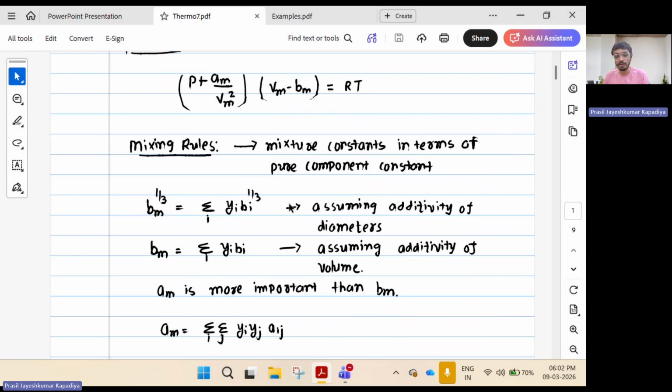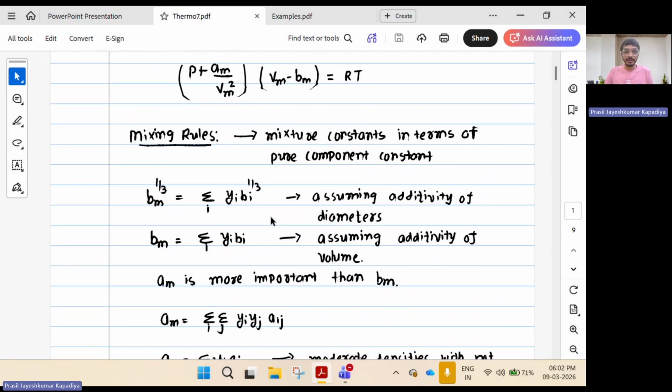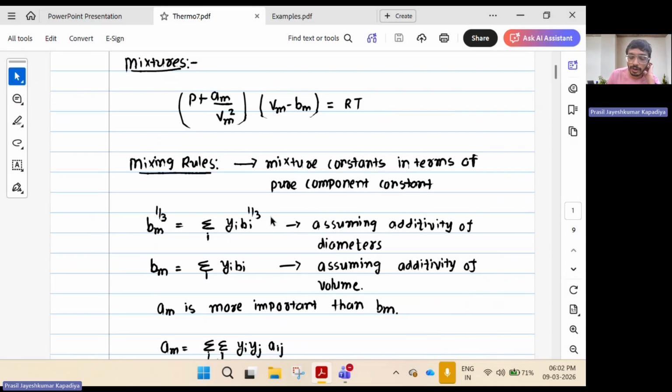So this basically says, you have two components, CO2 and CH4. Just take the mole fractions of them, and you have the b_i value of each pure component, and just do y_i b_i^(1/3). What is this assuming? This is assuming the additivity of diameters. It assumes that we can add the diameters, that's why it comes out as b_i^(1/3). Similarly, if we assume that volumes are additive instead of diameters, then it will be just b_m equal to the summation over i of y_i b_i. So these are mixing rules for the size of the molecule.